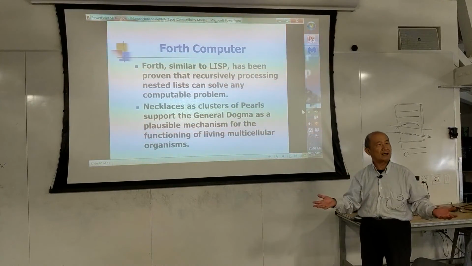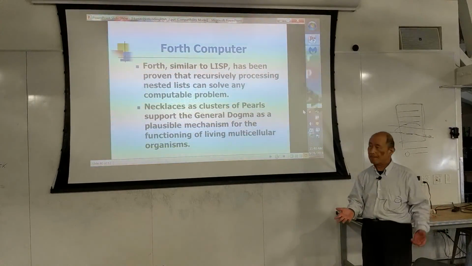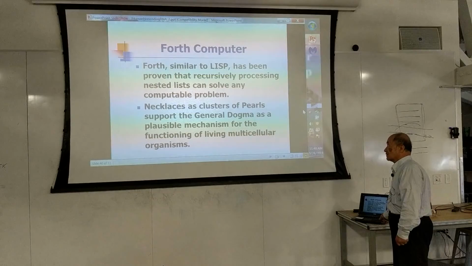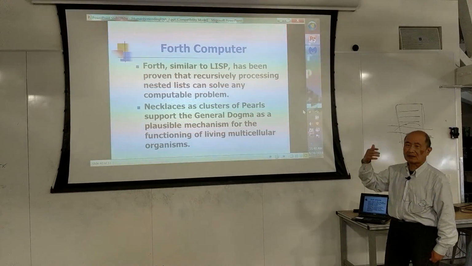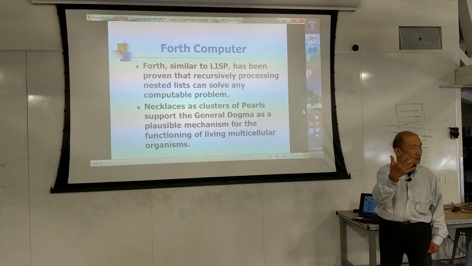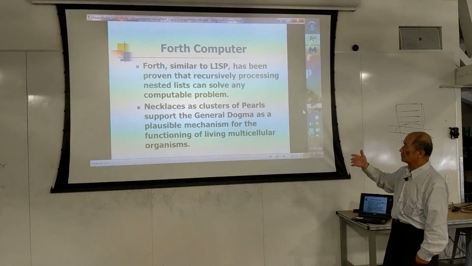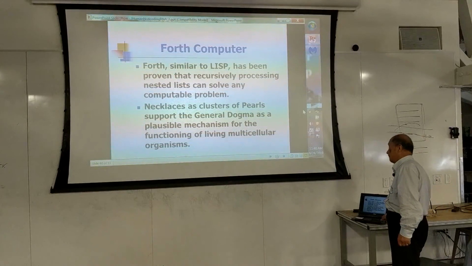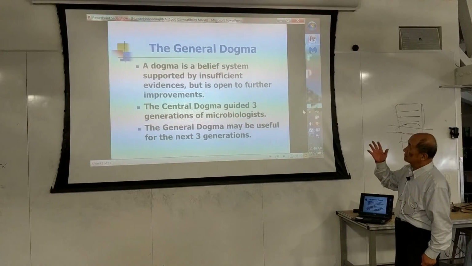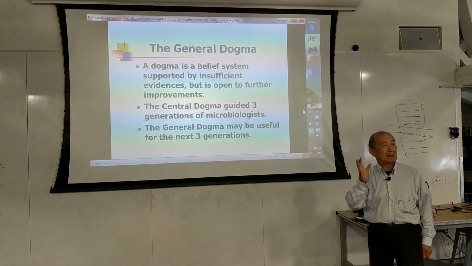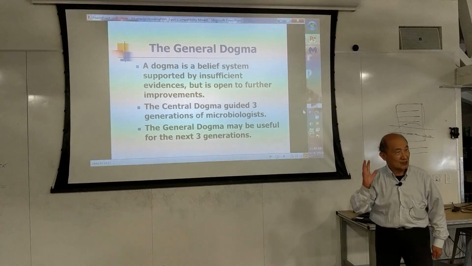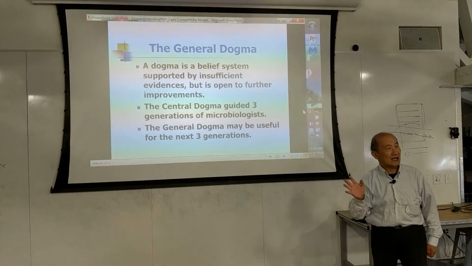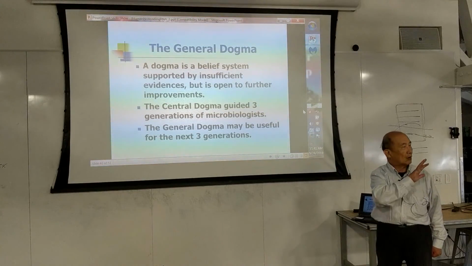So, necklaces as clusters of pairs. This is the evidence I want to find to show that the general dogma is a plausible mechanism. A dogma is a belief system, supported by insufficient evidence. So we don't have everything lined up to prove it yet, but it is open to improvement.